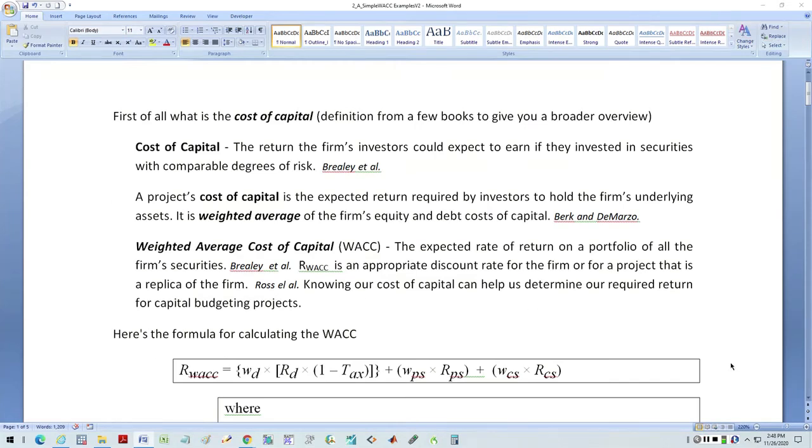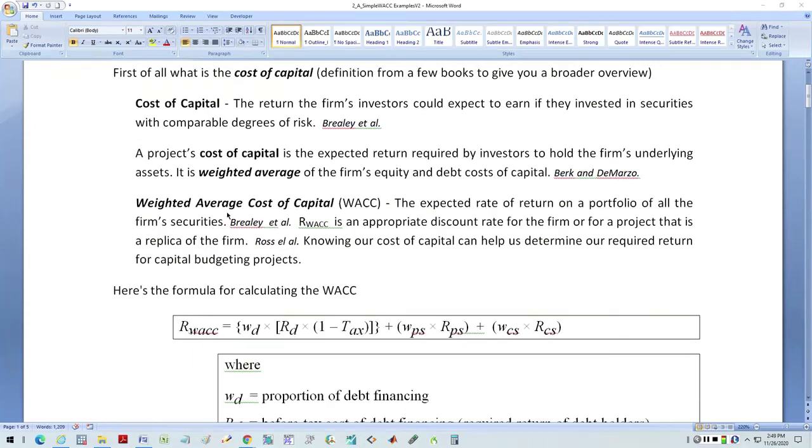Before we delve into how to calculate the WACC, or the weighted average cost of capital, let's look at a couple of definitions. I've copied and pasted the definitions from a couple of books to give you a broader overview of the topics. So first of all, what is the cost of capital? The cost of capital is the return the firm's investors could expect to earn if they invested in securities with comparable degrees of risk. A project's cost of capital is the expected return required by investors to hold the firm's underlying assets. It is the weighted average of the firm's equity and debt costs of capital.